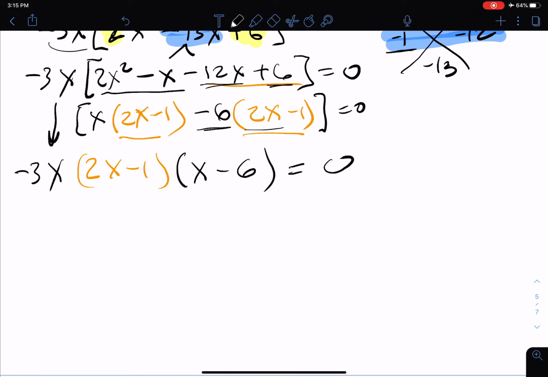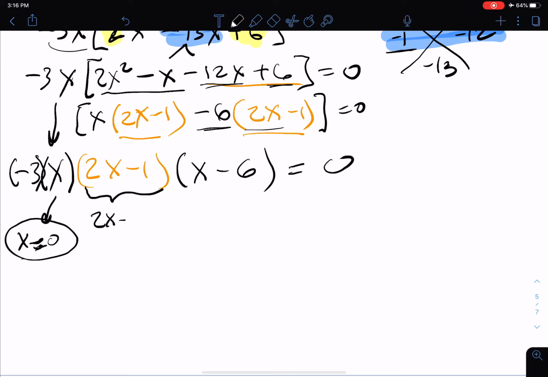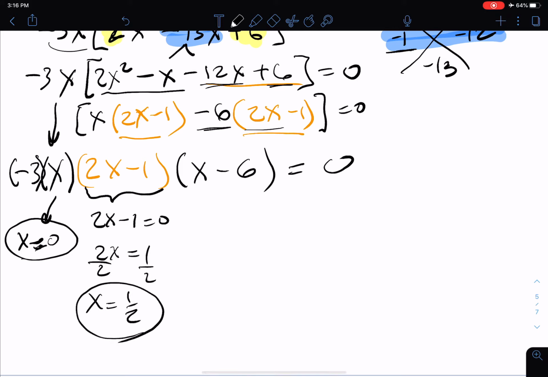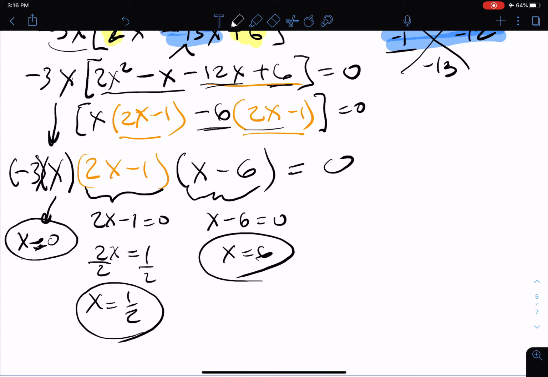We really have 4 factors, but remember, constant values are not going to go anywhere in terms of solving for x, but there is a variable there. So that we set equal to 0, and we already have our first answer, x equals 0. We set our second factor equal to 0, 2x minus 1 equals 0. We add 1 to both sides, we divide by 2, and we get our second answer, x equals a half. And finally, we set our last factor, x minus 6, equal to 0, add 6 to both sides, and x equals 6. We got our third answer.